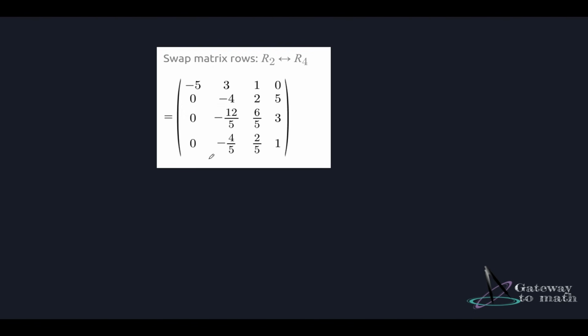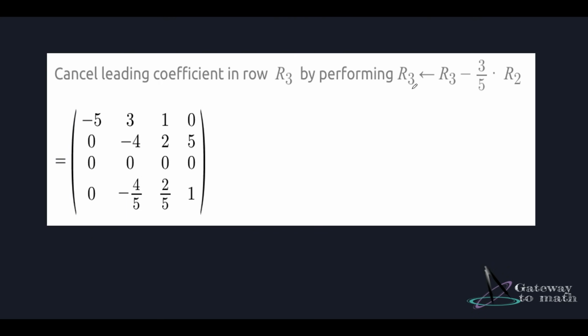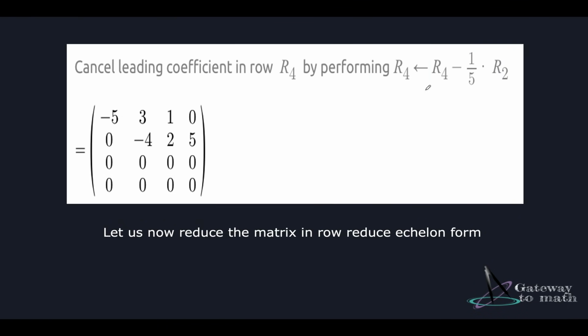Then we are swapping R2 and R4. So the values in R2 equal 0, minus 4, 2, 5, and R4 equals 0, minus 4 by 5, 2 by 5, and 1 respectively. Then the operations on R3, R3 minus 3 by 5 times of R2, we're inserting it in R3. R3 has all the zeros now. Next operations on R4, R4 minus 1 by 5 times of R2, so the values on R4 equals all the zeros again. Let us now bring this matrix in row reduced echelon form.